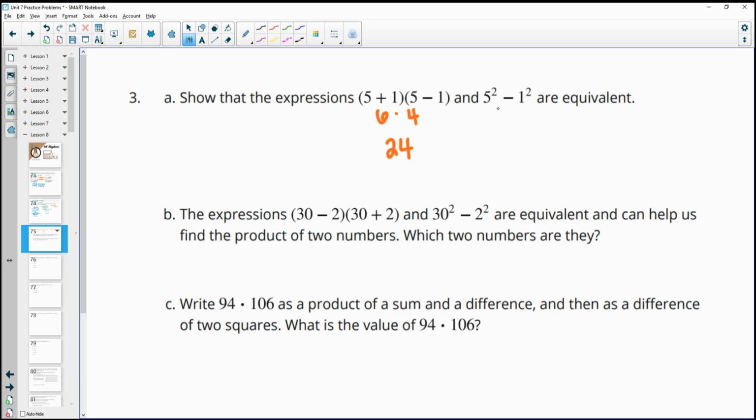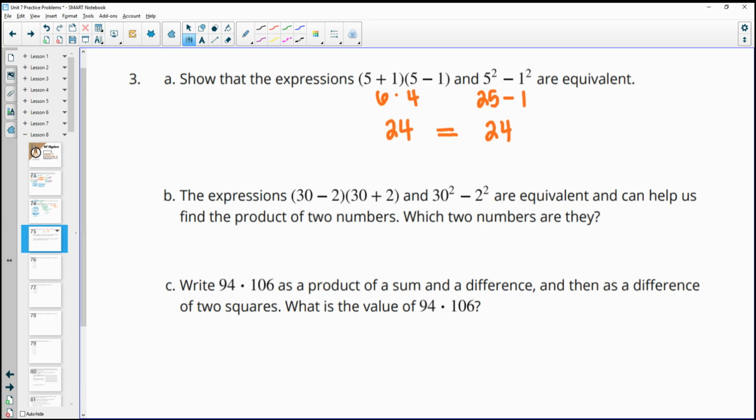And then similarly for this one, if we follow order of operations, it tells us to do the exponents first. So we would do 5 squared, which is 25, minus 1 squared, which is 1, and 25 minus 1 is 24, and we see that those are equal, meaning they're equivalent.